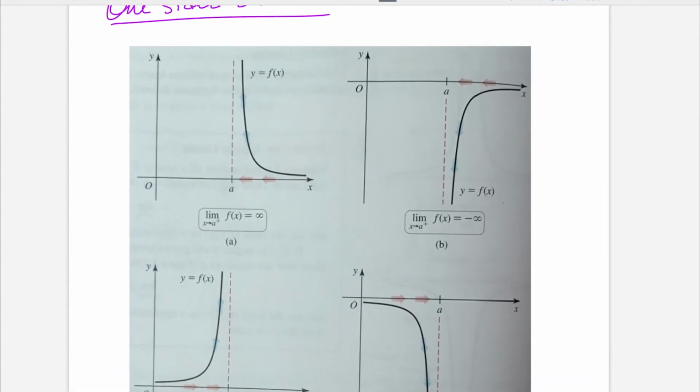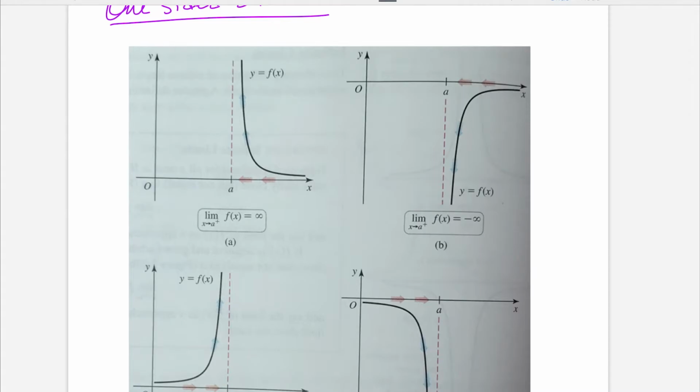If I am approaching f of x and I'm approaching from the right, this is a plus sign there. I'm approaching a from the right, so I'm coming in this way. And my graph goes up. Then as I approach from the right, I'm going to infinity. If I approach from the right and my graph goes down, that takes me to negative infinity. One-sided limit. The exact same one-sided limit that we had when it approached a value.